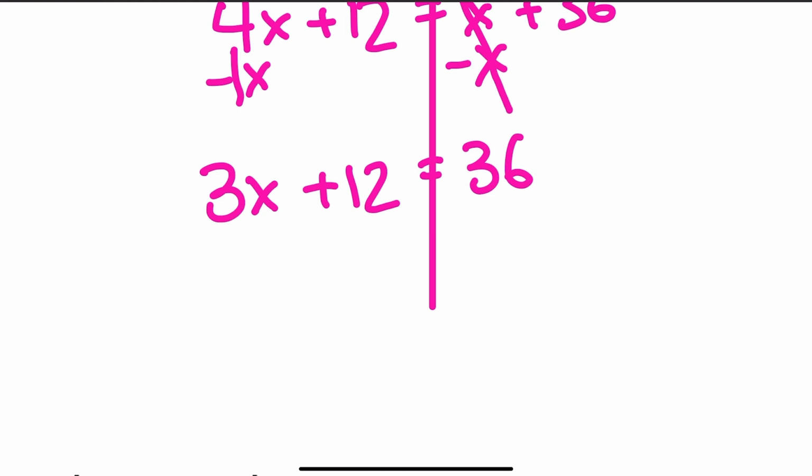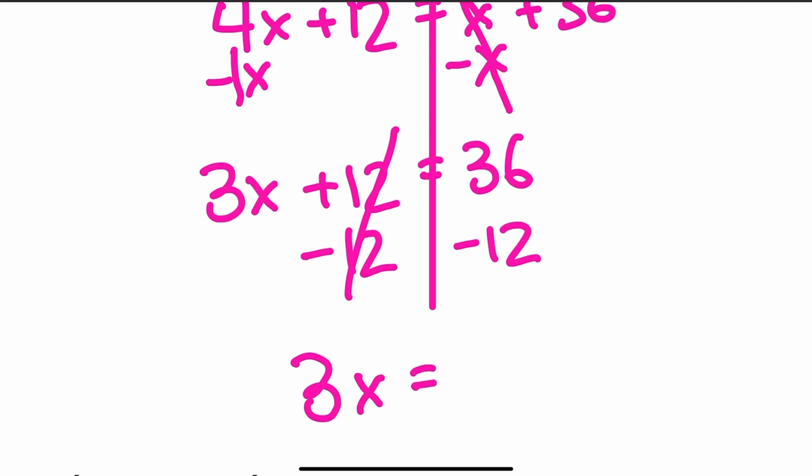Whenever I do these, I'm going to add or subtract first. So I see I have a plus 12 here. So I'm going to subtract 12 so that I can get a 0 here. 12 minus 12 is going to give me a 0. So I'm going to be left with 3x equals 36 minus 12. That's going to be 24.